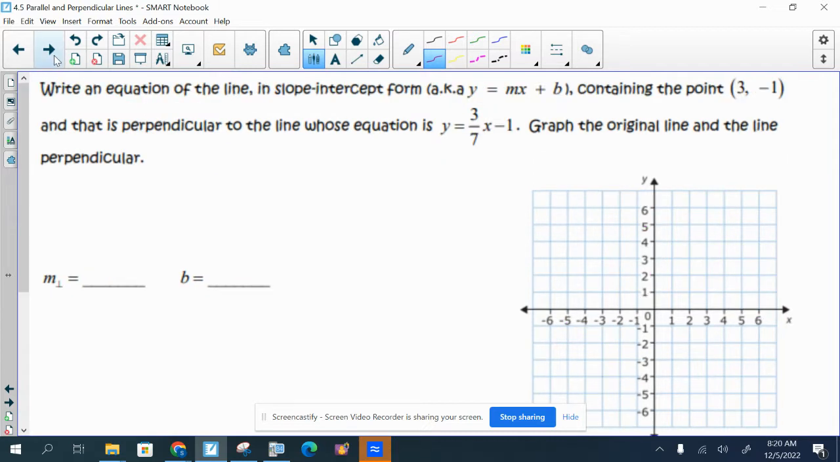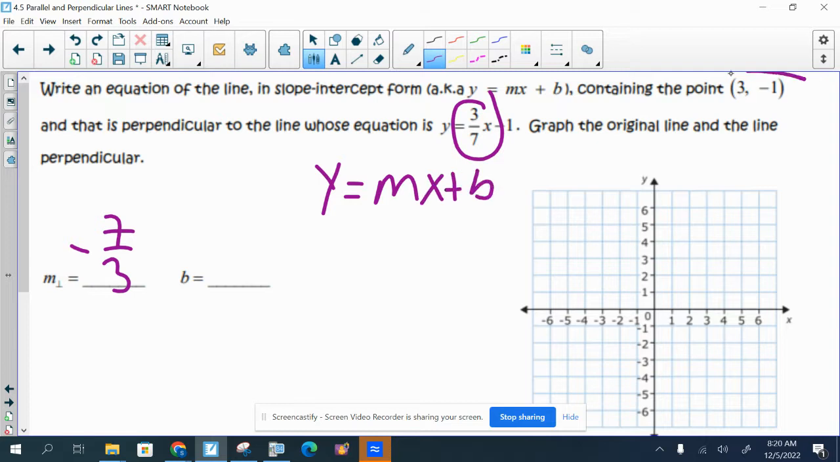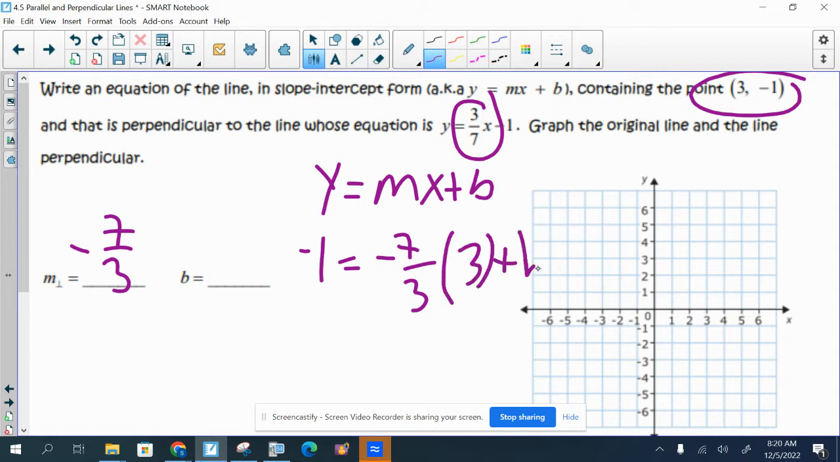Let's do the next one. So the next one is already solved for y again. So we take the opposite reciprocal, -7/3. All right, so you'll do y equals mx plus b. Here's the point they gave us, 3, -1. So the y is -1. The m is -7/3. The x is 3. And then plus b. So with this part, the 3's cancel out, and then you get -1 equals -7 plus b. Add the 7 over, and we get 6 again.